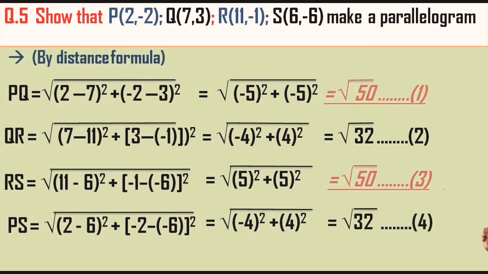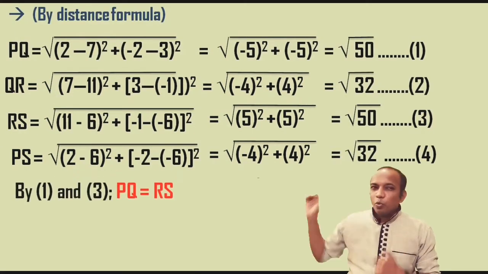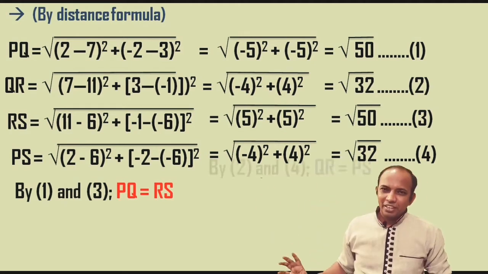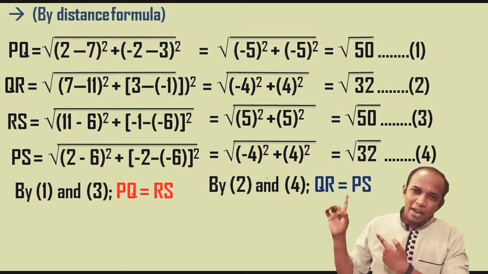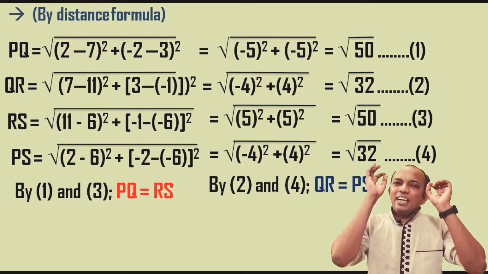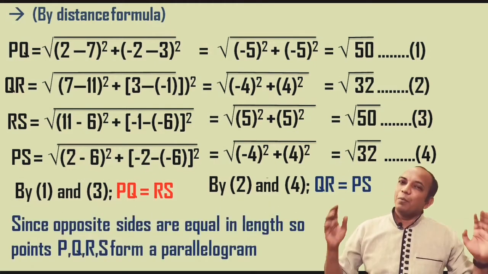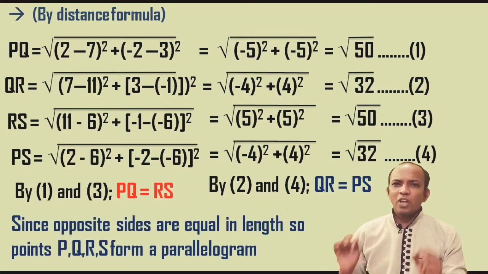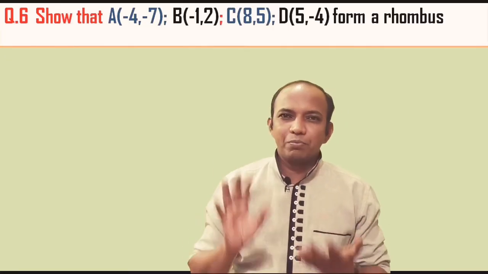If you observe first and third, they are equal in measure, right? Then observe second and fourth, again equal in measure, right? So by 1 and 3 I can say PQ equals RS. By 2 and 4 I can say QR equals PS, and bingo, these are nothing but the opposite sides of the parallelogram that we considered, and as opposite sides are equal in length, we can say PQRS is a parallelogram.